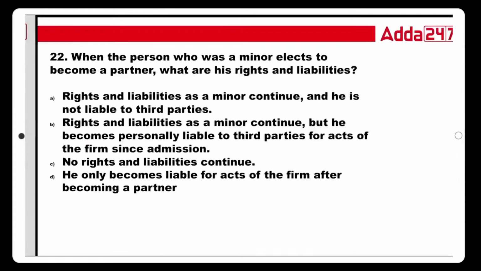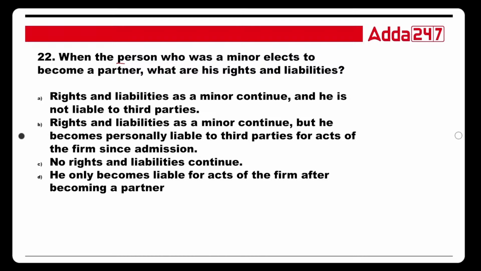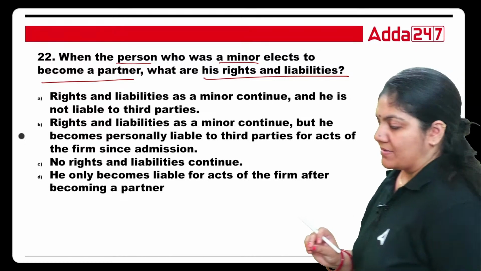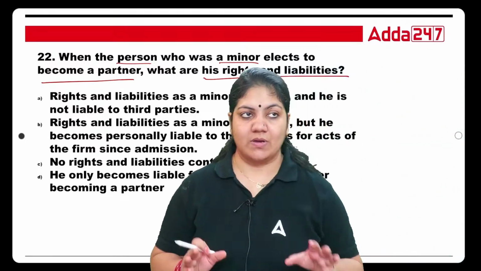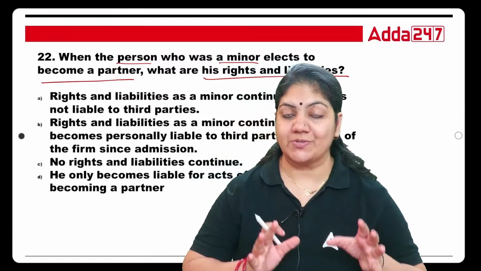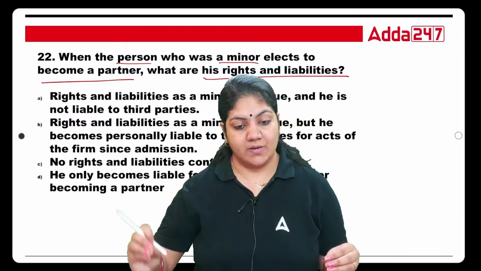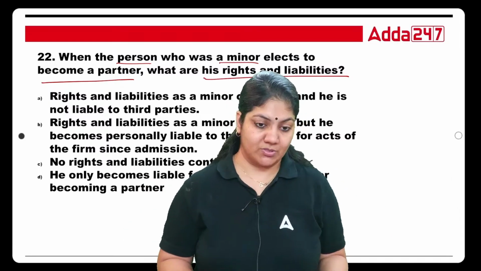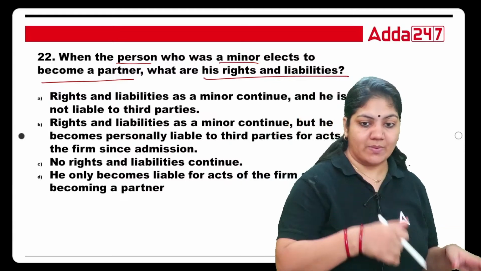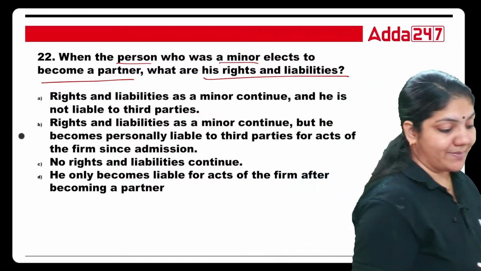Okay, next. When a person who was a minor elects to become a partner, what are the rights and liabilities? We know that a minor cannot become a partner, but suppose a minor becomes a partner, then after attaining majority, he has an option. Within 6 months, he has to declare whether he wants to become a partner or not. So suppose the minor elects to become a partner, what are his rights and liabilities?